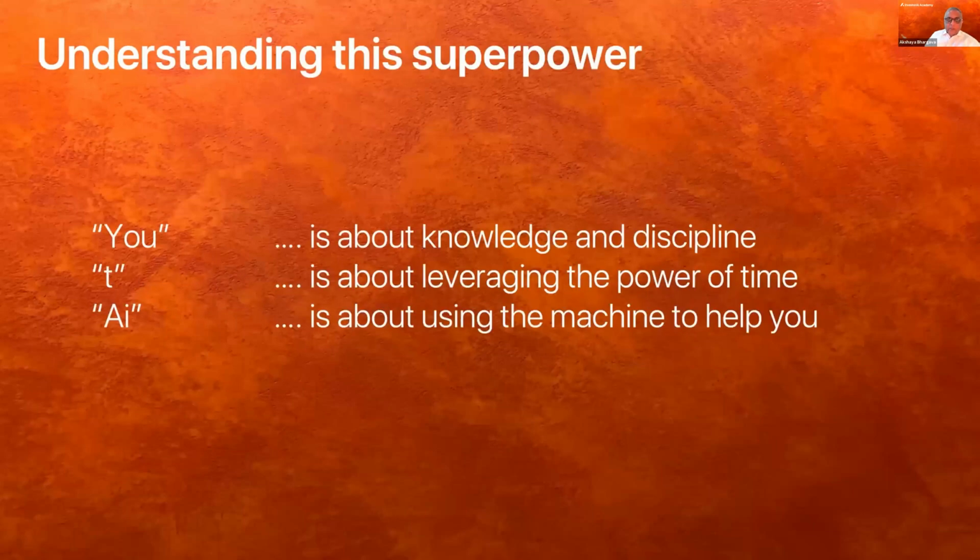So you is about knowledge and discipline. You have to have the knowledge. You can't abdicate understanding, and you cannot abdicate knowledge and conviction to somebody else, because then it's not going to work. T is about leveraging the power of time. We've spoken about this. And AI is about using the machine to help you. That's where InvestorAi comes in.